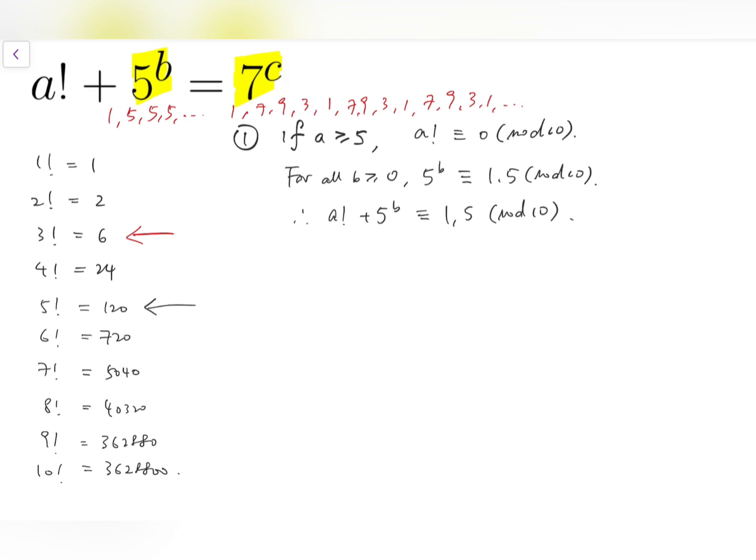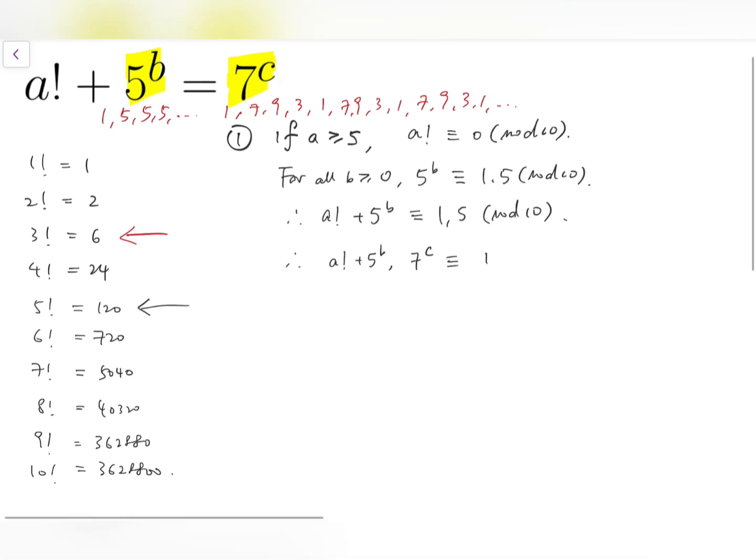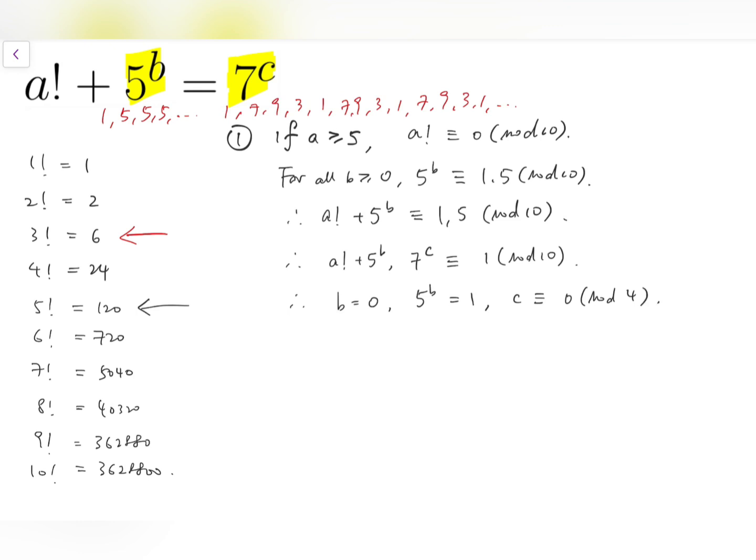And that means both the left and the right hand sides have to be congruent to 1 mod 10. And that means b equals 0, so 5 to the b equals 1. And we have 7 to the power c congruent to 1 mod 10. That means the exponent has to be a multiple of 4, because these terms correspond to powers of 7 with exponents being multiples of 4.